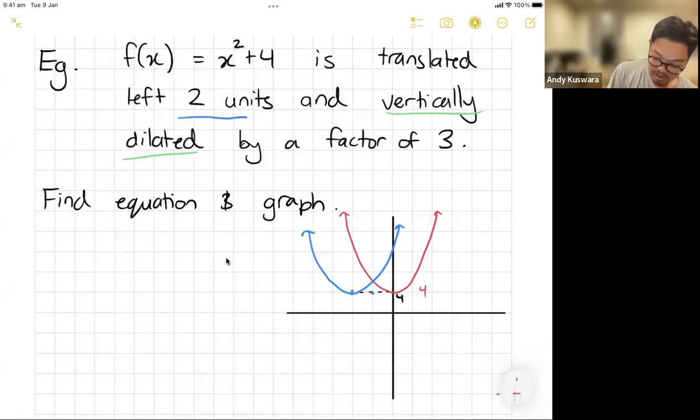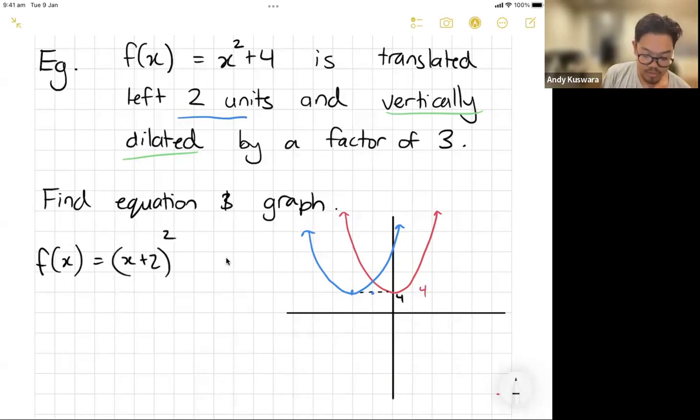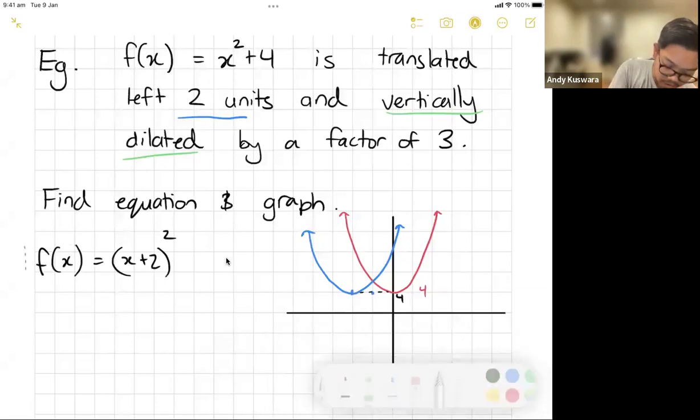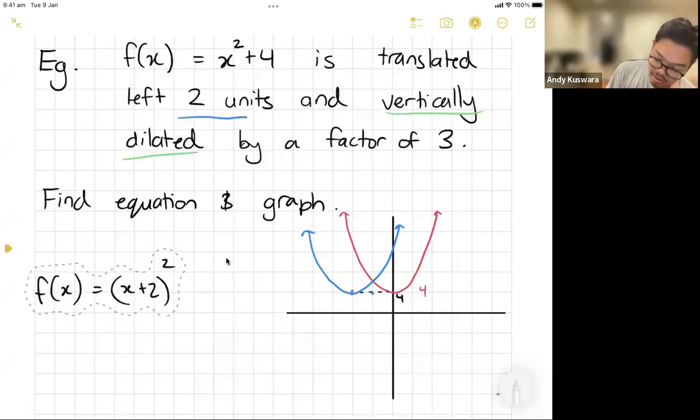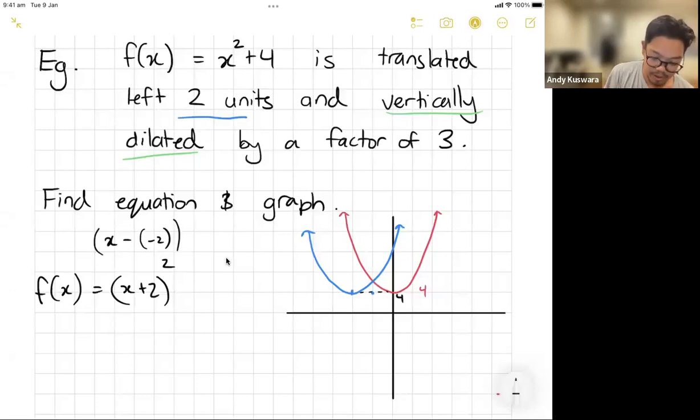Okay, so this is probably the more helpful part. If I have f(x) equals x squared plus 4, we know that x minus h will move it to the right. So in this case, I'm actually moving it 2 units to the left. So it's going to be (x plus 2) squared. In case you are wondering where I got that from, let me break it down. It's x minus h, and normally h is to the right, so I've made it negative 2. Okay, so that's where that comes from. And I still have that plus 4.